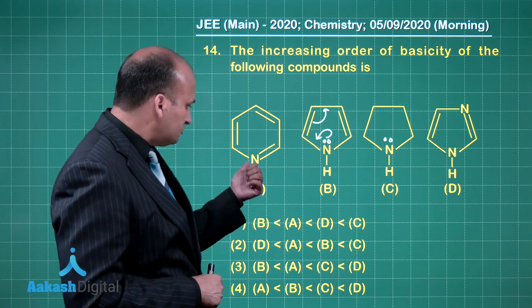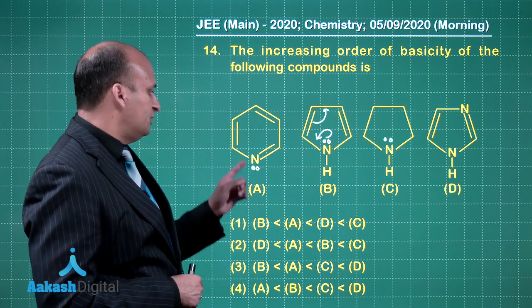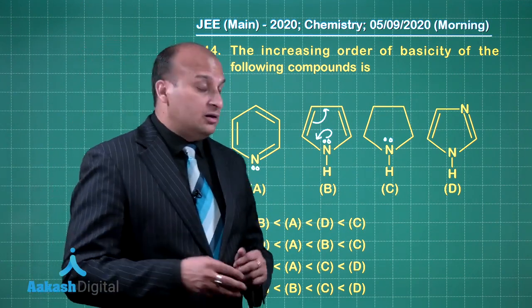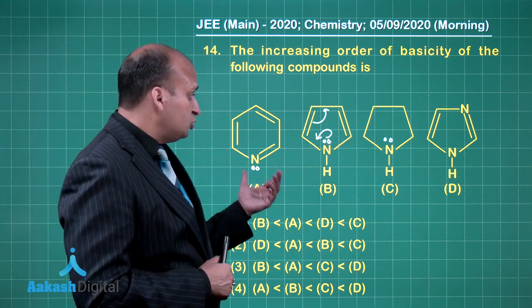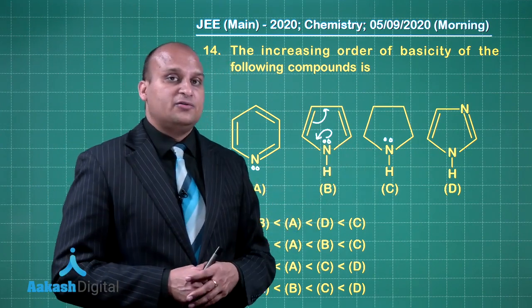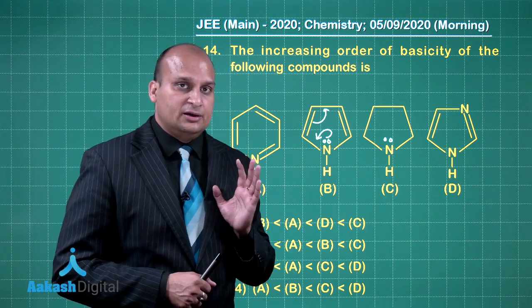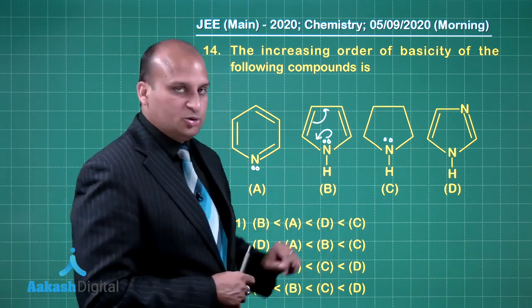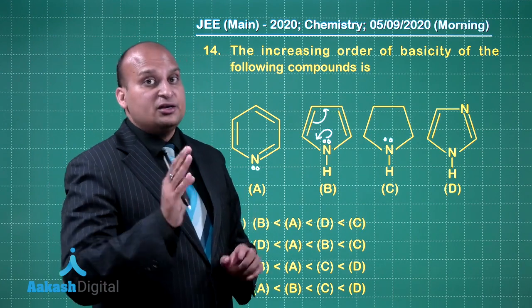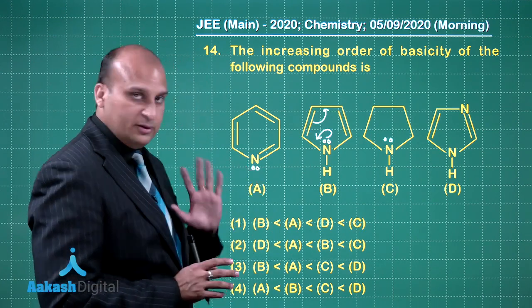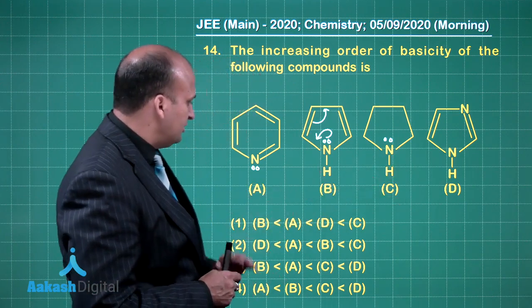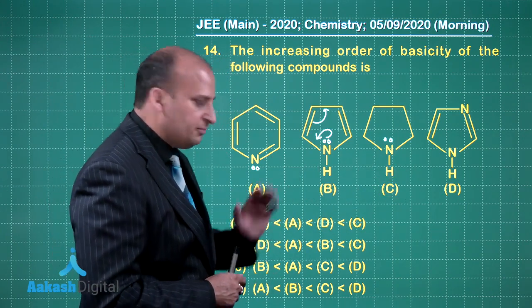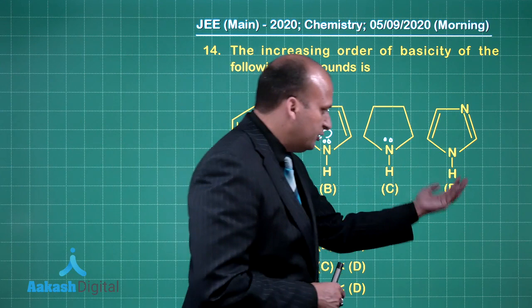See, when you are having a pi bond with nitrogen, the hybridization of nitrogen in that case would be sp2, whereas over here the hybridization of nitrogen is sp3. So the ability of this nitrogen to donate the lone pair is more as compared to this one. Okay, so till now the order should be C is the most basic, followed by A, followed by B. Okay, now let's go to D.